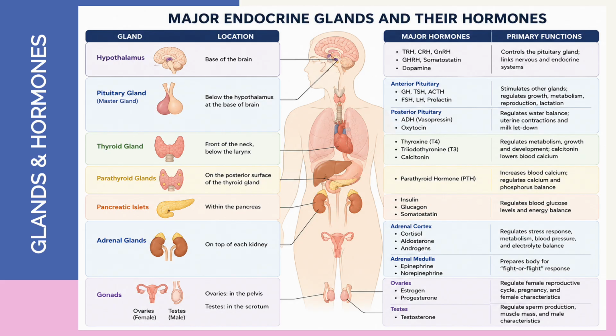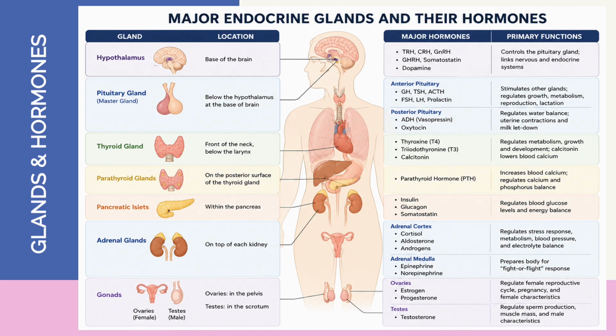Finally, we have the gonads, which include the ovaries in females and the testes in the males. These produce sex hormones responsible for reproduction and secondary sexual characteristics. Now, the ovaries produce estrogen and progesterone, while the testes produce testosterone. Together, these glands and the hormones work through a very complex feedback mechanism to maintain homeostasis and coordinate nearly every major physiological process in the body.